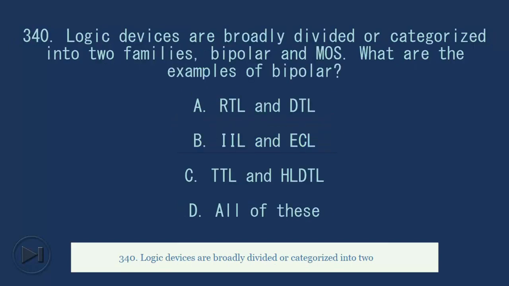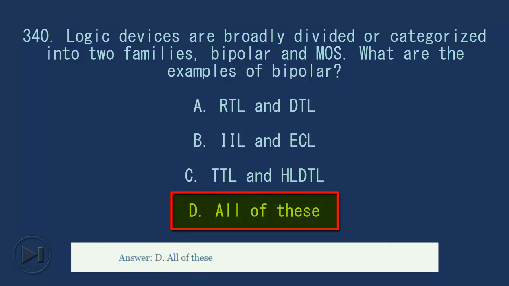340. Logic devices are broadly divided or categorized into two families, bipolar and MOS. What are the examples of bipolar? A. RTL and DTL. B. I2L and ECL. C. TTL and HLDTL. D. All of these. Answer, D. All of these.